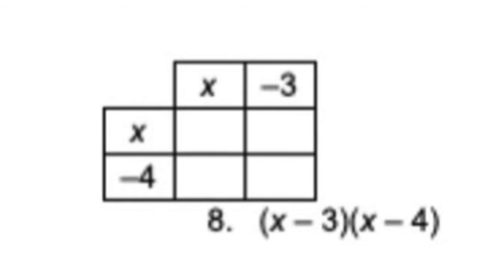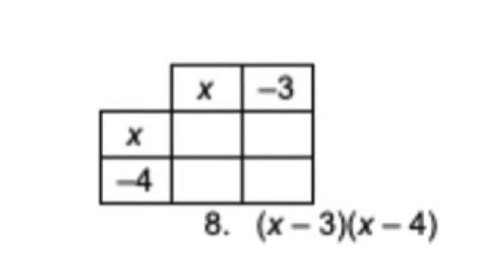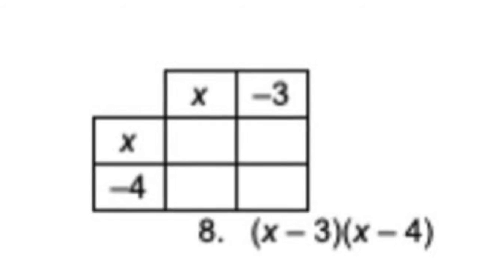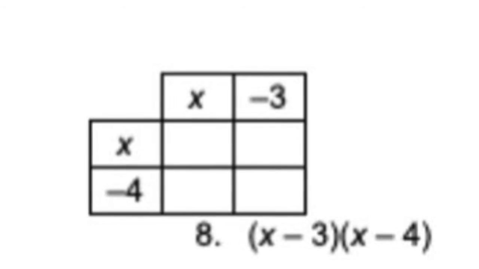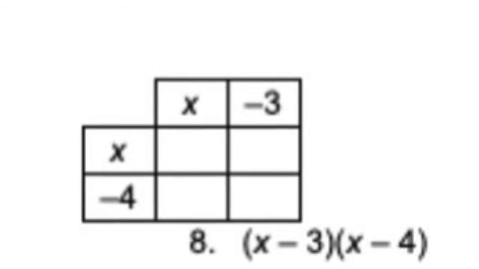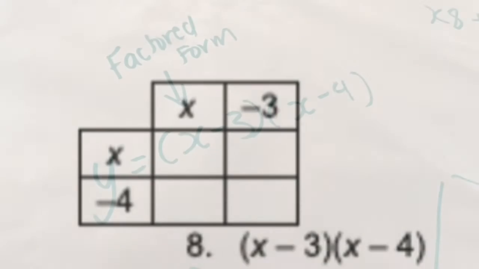So we'll do one more question together. We're going to do y is equal to (x minus 3) times (x minus 4). We'll do this one together, and I'll do this one on my chart paper so you can see me working, and that might make it easier to understand.